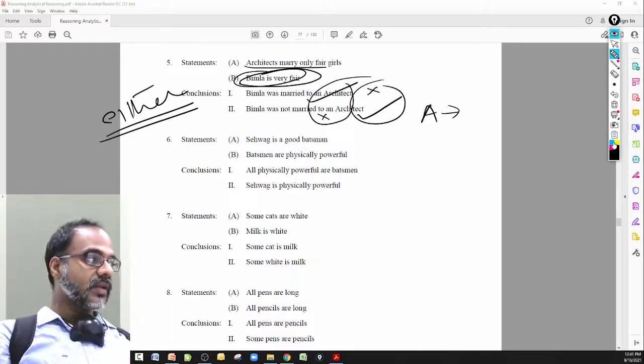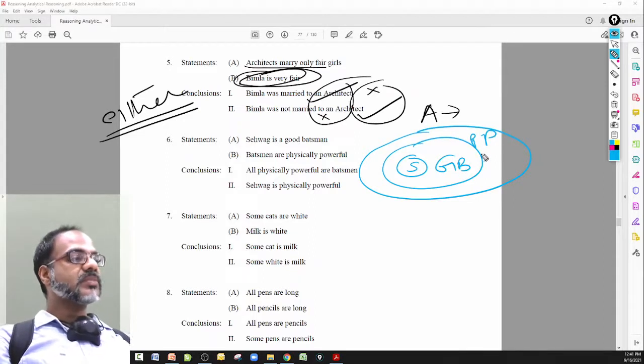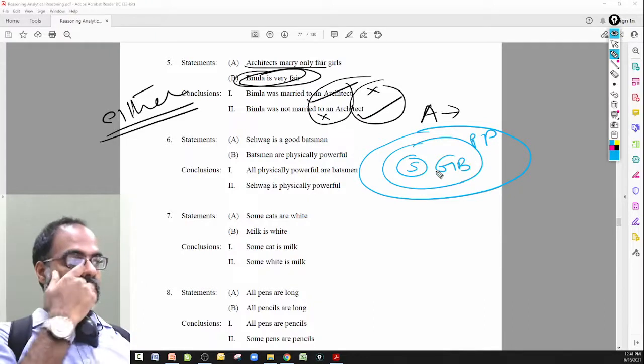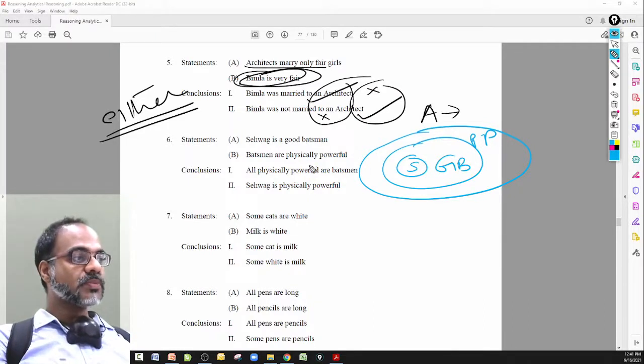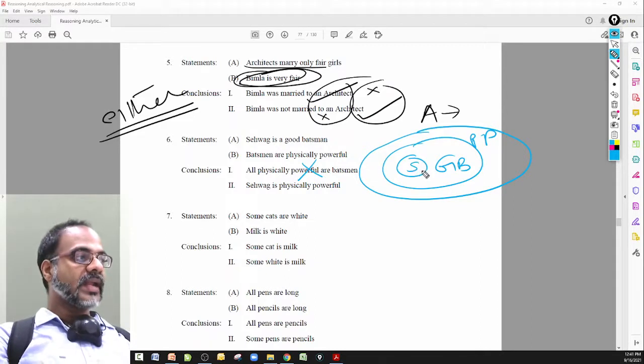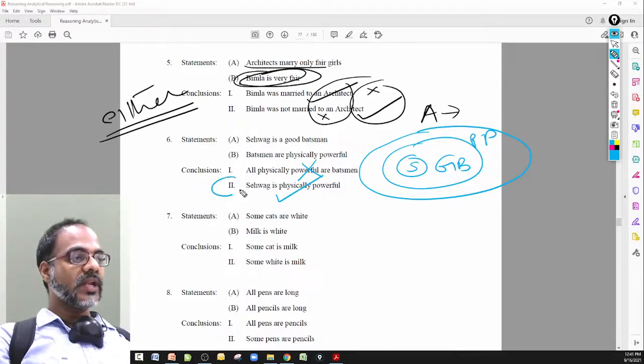Now the sixth one. In the sixth one we have that Sehwag is a good batsman, and good batsmen are all part of batsmen. So when I say batsmen are physically powerful, it means all good batsmen are physically powerful, because good batsmen naturally fall under batsmen. So can I say all physically powerful are batsmen? No, all is not usually concluded from options. And if Sehwag is a good batsman and every good batsman who is a batsman is powerful, then Sehwag by default has to be powerful. So the second one is true, but not the first one.